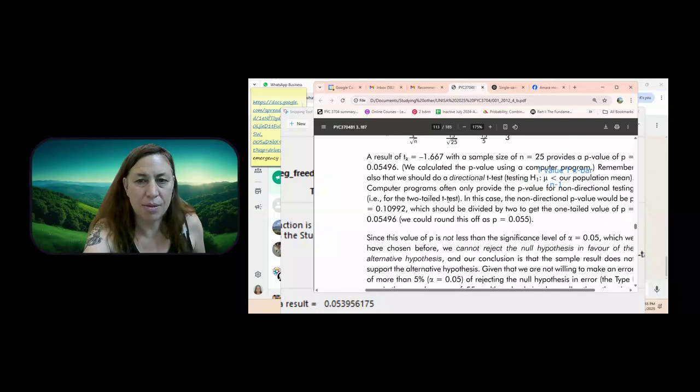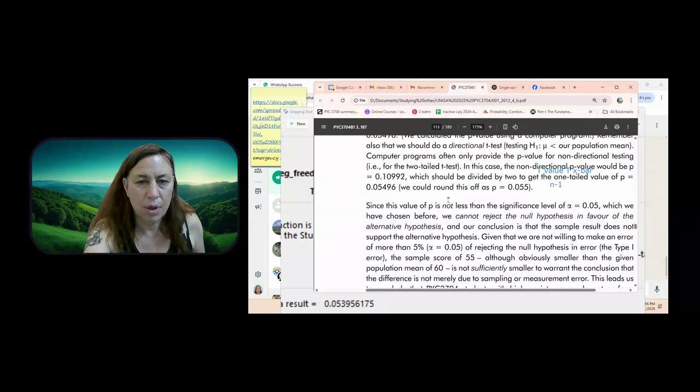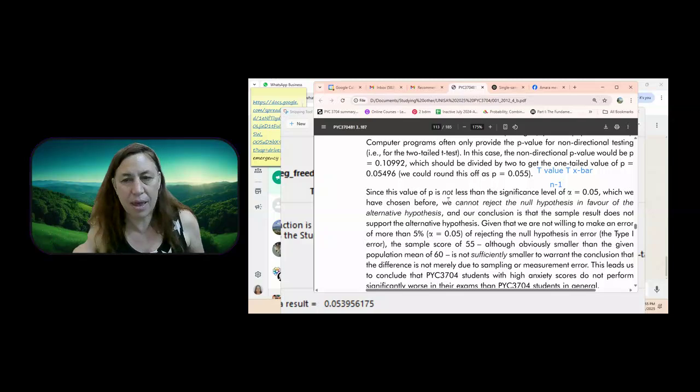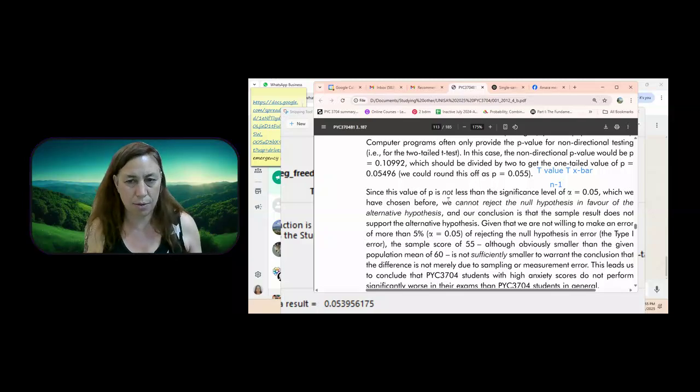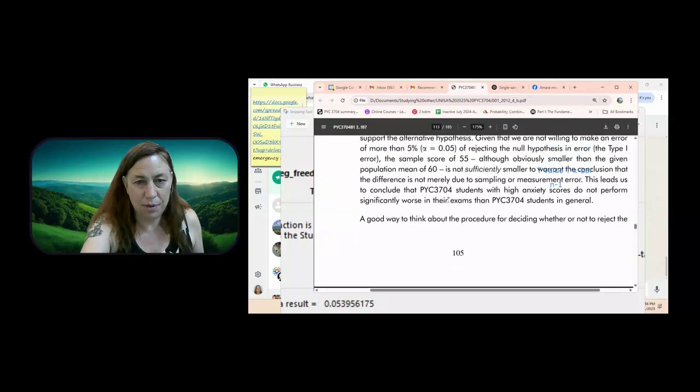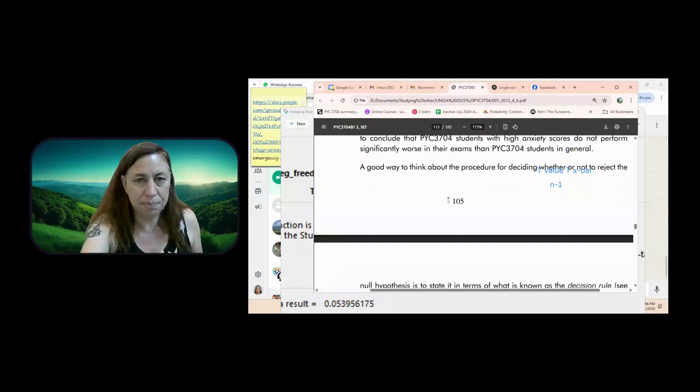Okay, so we've got p as 0.55. So this is not less than our alpha level of 0.05. So we cannot reject the null hypothesis. There's no statistical significance to this sample. There's no evidence to show that very anxious students do worse in the exams. Yay! All right. Now, there's a few provisos.